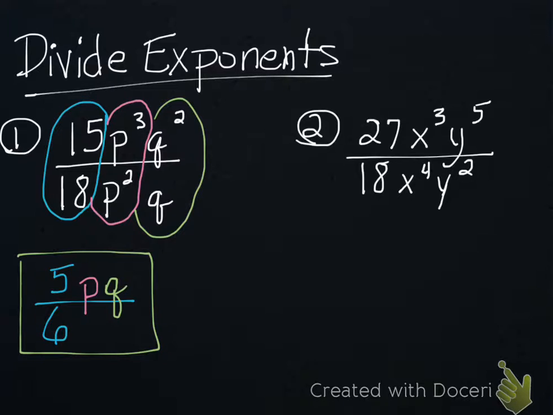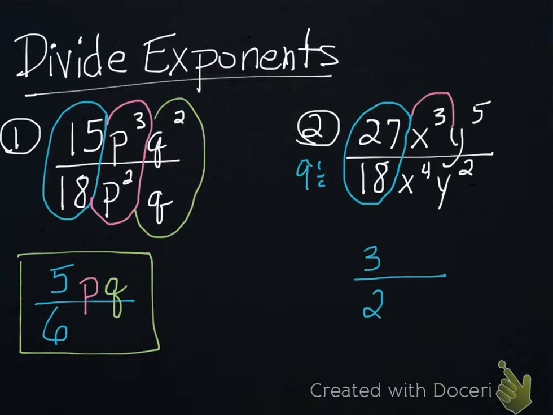Number 2. Always start with the coefficients. Those reduce the same way they always have. What number can I divide into both 27 and 18? Well, that would be 9. So we're going to divide by 9. 27 divided by 9 is 3, and 18 divided by 9 is 2.